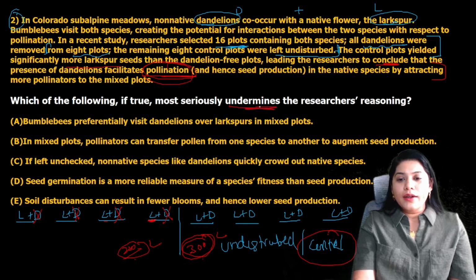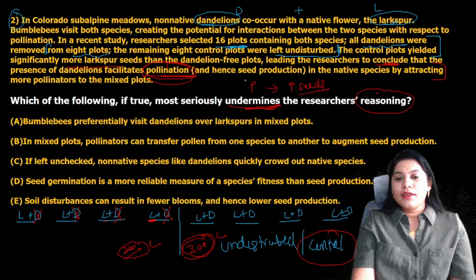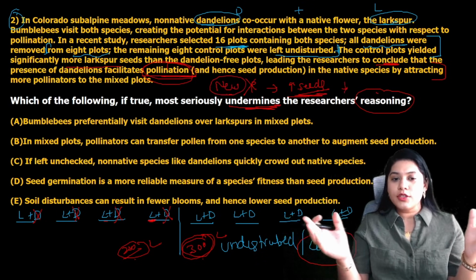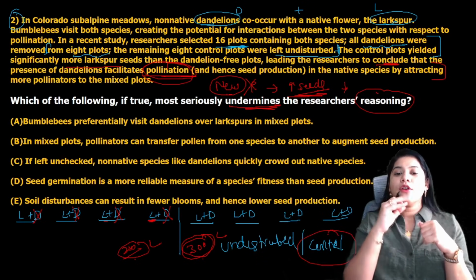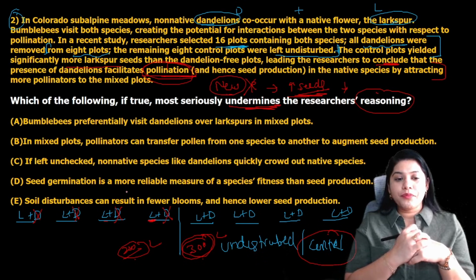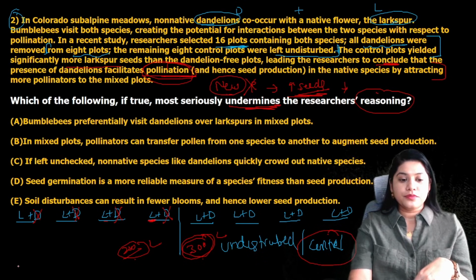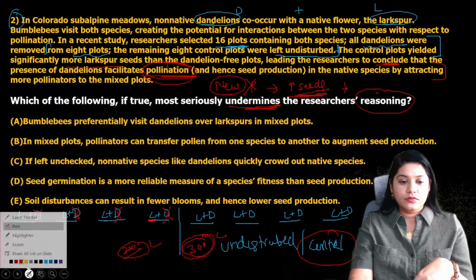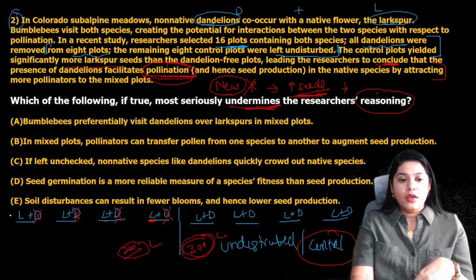If you have to undermine this reasoning, if they are saying pollination is the reason for the increased or decreased number of seeds, you have to prove no, X is not the reason for Y. There's something else. Find a new reason why there's a difference in more or fewer seeds in the two different plots. Are you getting this? Pollination is not the reason. If you have to weaken, you have to find a new reason. So, what can be the correct answer? Yes, so we'll move to the correct answer first.